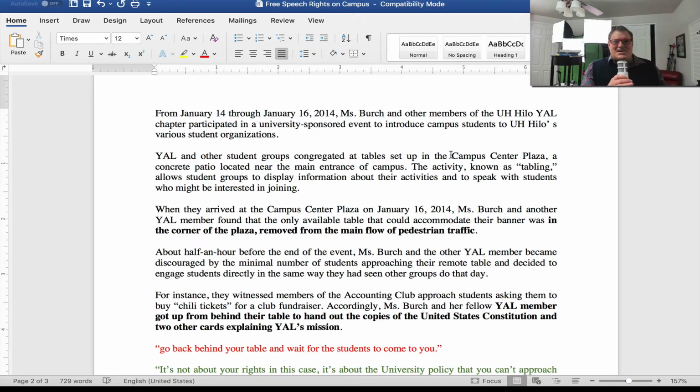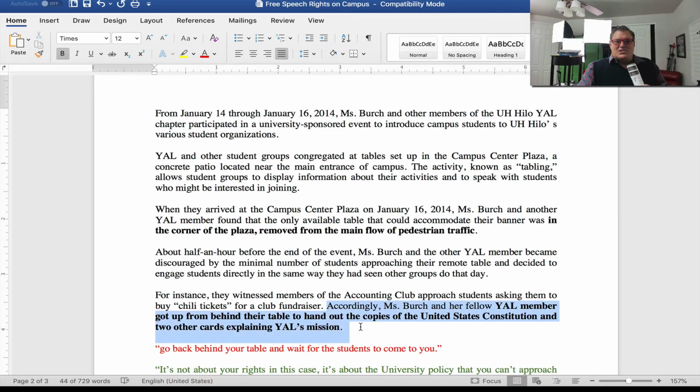That's what we just got done talking about. When they arrived at the campus center plaza, they found out that the only available table that could accommodate their banner was in the corner of the plaza, removed from the main flow of pedestrian traffic. They noticed they weren't getting any traffic. They were like, hey, we're way over here, everybody else is over there, and we're not getting any traffic. So about a half an hour before the end of the event, Miss Burch and the other YAL member became discouraged by the minimal number of students approaching the remote table and decided to engage students directly in the same way that they had seen other groups do during the day. For example, they saw someone selling chili tickets.